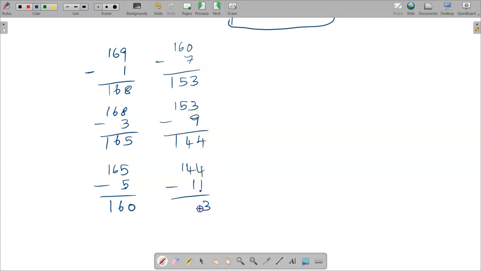4 minus 1 is 3. Here it is 1. So 133. 133 minus, what is the next odd number? 13. 3 minus 3 is 0. 3 minus 1 is 2. 1 minus 0 is 1. So 120 now. What is the next odd number? 15. 10 minus, so 0 here, 1 you are borrowing, right? So it becomes 10. 10 minus 5 is 5. So 2 will become 1. 1 minus 1, 0. So here it is 1.